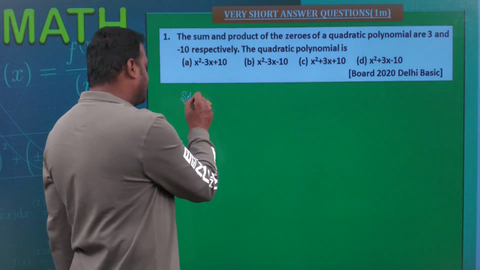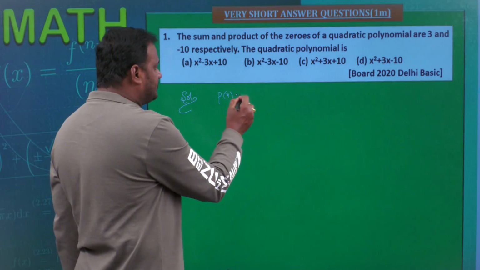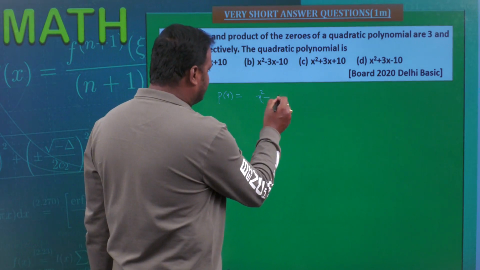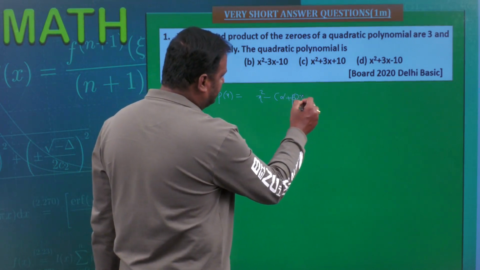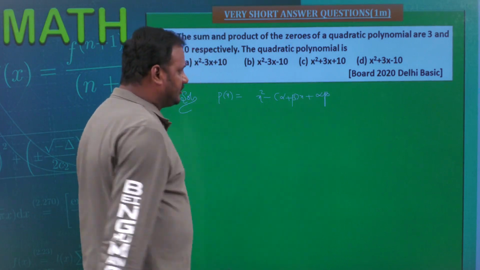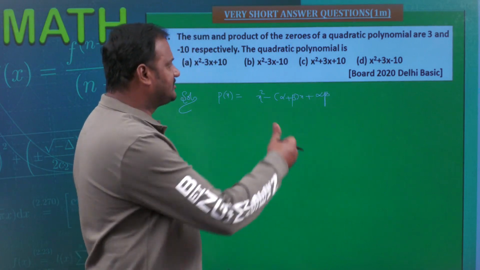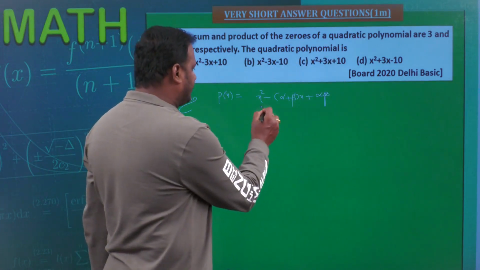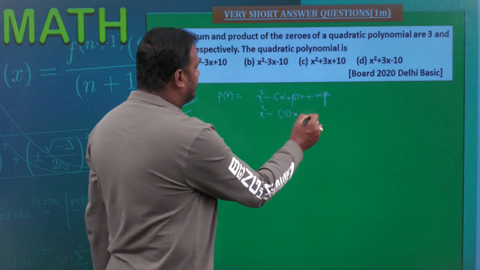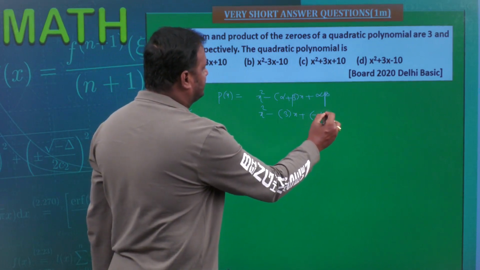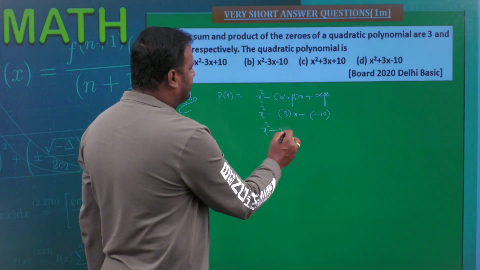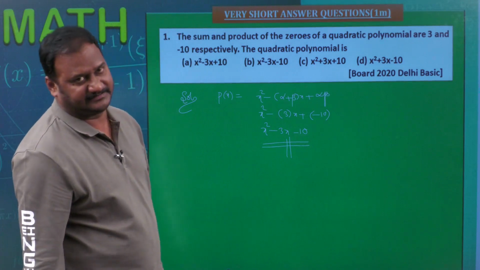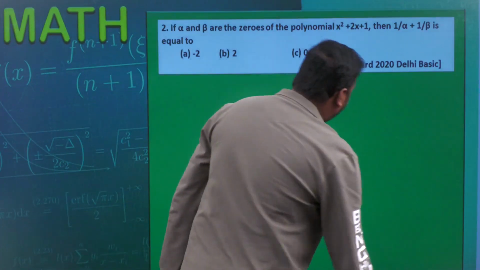So what is the quadratic polynomial whose sum of the zeros and product of the zeros are given? That is x square minus (alpha plus beta) times x plus alpha into beta. So here this is the sum of the zeros and the product of the zeros. You just substitute them over there. Sum of the zeros is 3 and the product is equal to -10. So x square minus 3 times x, and the product is -10. Finally, this is x square minus 3x minus 10. This is your required quadratic polynomial. Right? See how easy it is. Coming to the next problem.